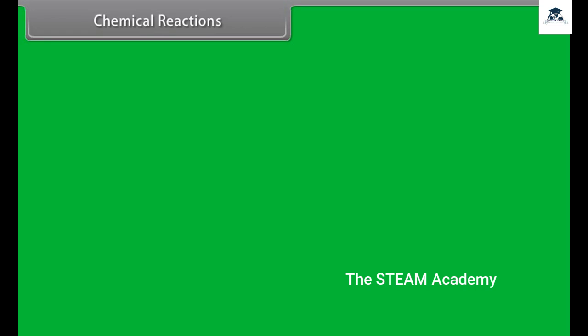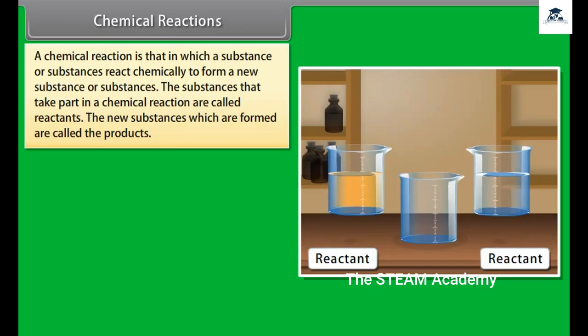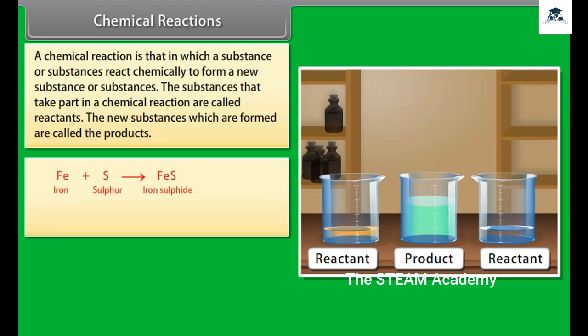Chemical reactions. A chemical reaction is that in which a substance or substances react chemically to form a new substance or substances. The substances that take part in a chemical reaction are called reactants. The new substances which are formed are called the products. Iron plus sulfur gives iron sulfide. Iron and sulfur are the reactants and iron sulfide is the product.